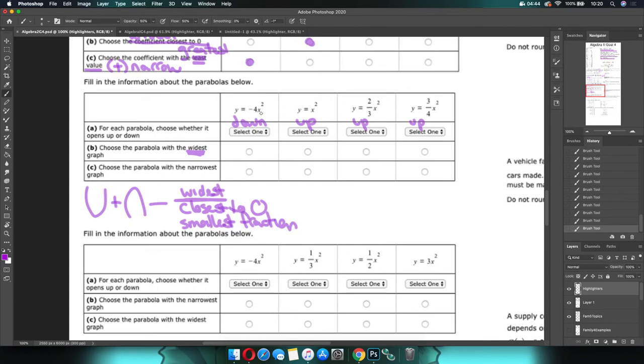So these are whole numbers, so I automatically know that they are crossed out. Which one is smaller, 2/3 or 3/4? 2/3 or 3/4? 2/3 is the smaller fraction.